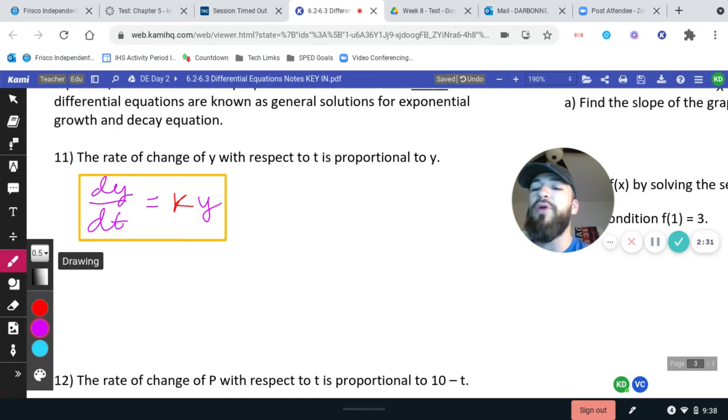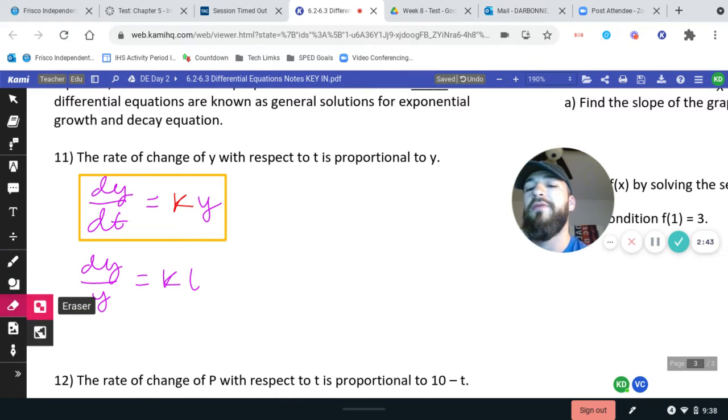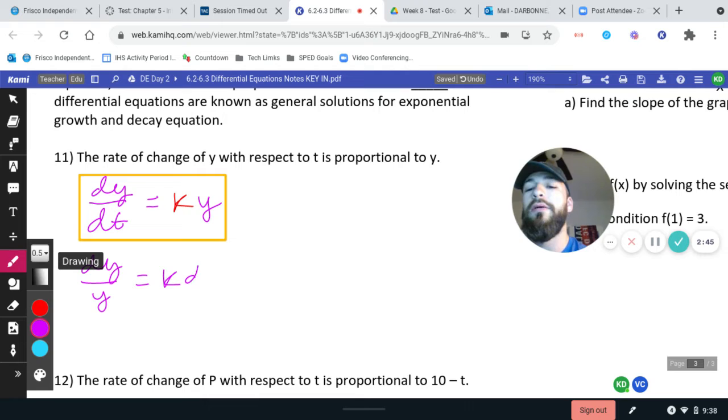So separate, separate, integrate, integrate. You might notice that we're using dt instead of dx. That's okay, it works the same way. So I can divide the y over, and on the other side, I'd get k dt.